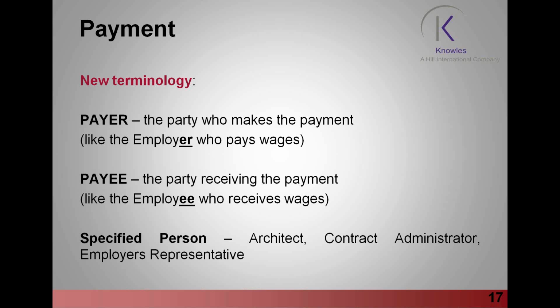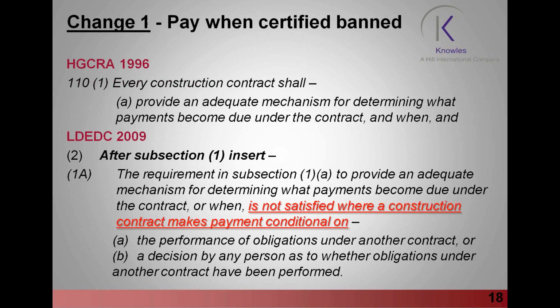So let's have a quick look then at change number 1. If I go back in time 15 years ago, before the Construction Act 1996, the fashion back then was for pay when paid, and there are hundreds of articles written about payment abuses and subcontractors under our pay when paid provision. I'm sure you're aware that this was actually outlawed under the Construction Act 1996, and I've quoted it on the slide in front of you, section 110.1, which stated, every construction contract shall provide an adequate mechanism for determining what payments become due under the contract and when.